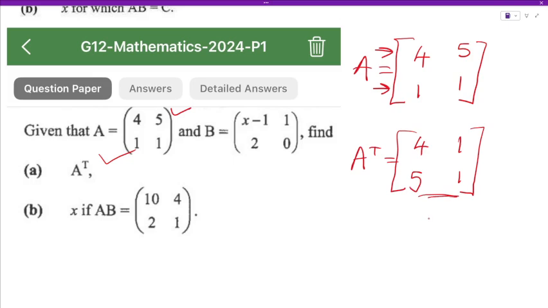So be careful with simple questions again, because the question seemingly is very simple. You're going to take it lightly.